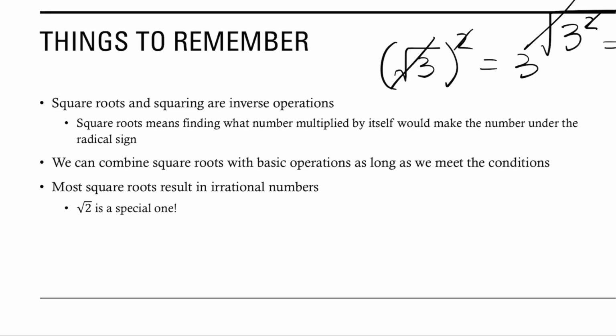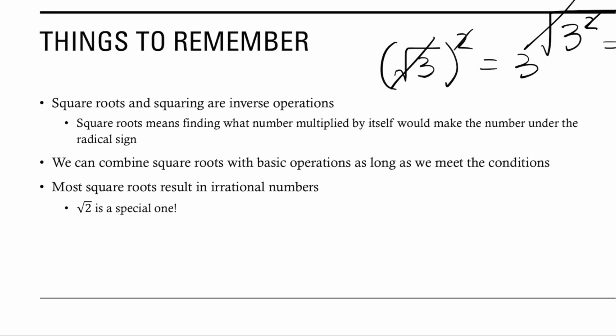We can combine square roots with basic operations as long as we meet the conditions. So in addition and subtraction, they have to have the same inside. In multiplication and division, they just have to have the same index. And then most square roots will result in irrational numbers. Square root of 2 is a special one because it's the first integer where there isn't a nice square root.